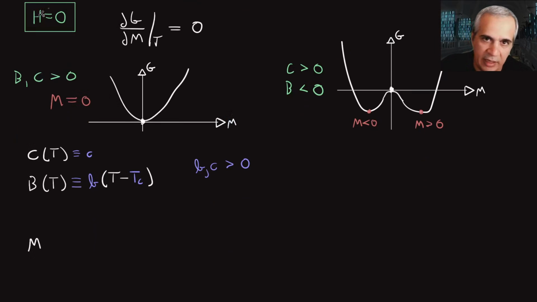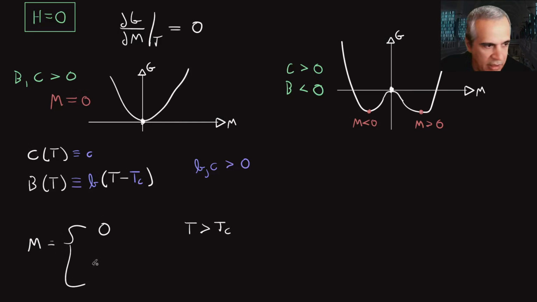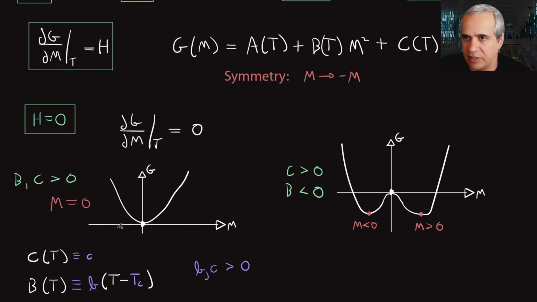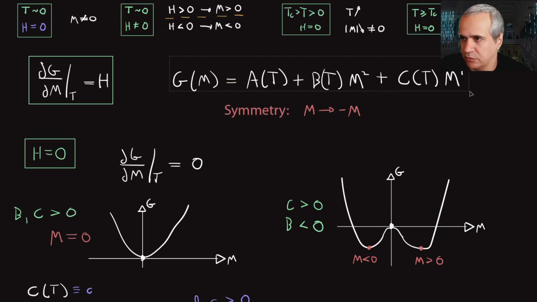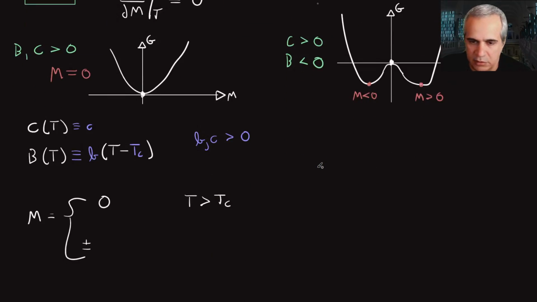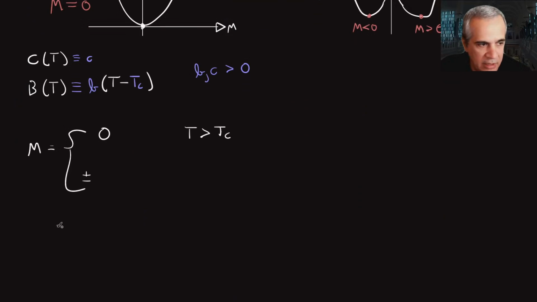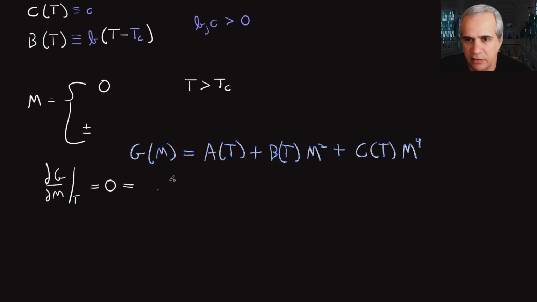So again, I'm talking only at 0 external field so far. My magnetization will be 0 for t bigger than Tc, and plus or minus something below. And now I just have to solve this equation. So I can take this potential, actually write my del G del M at constant t equal to 0, and actually differentiate on this guy.